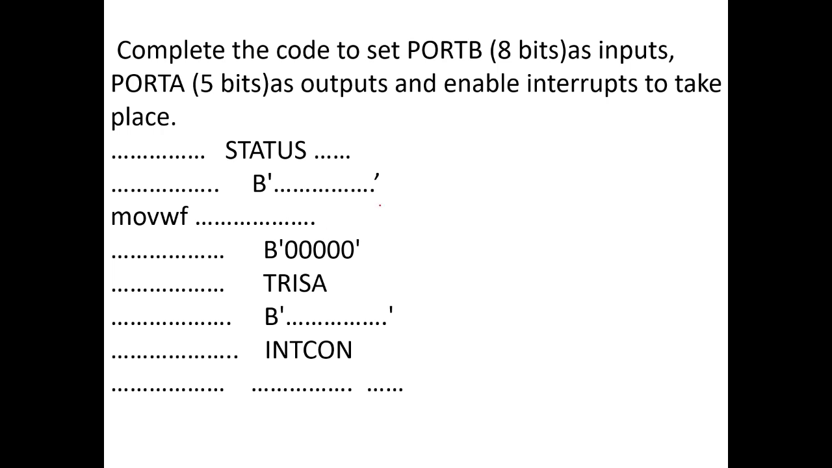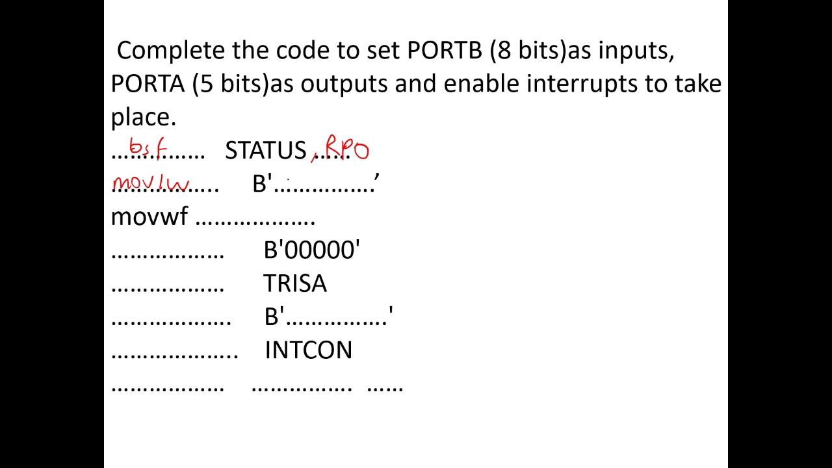Complete the code to set up port A as inputs and port B as outputs. Okay, so first of all, we need to go to bank 1, don't we? So we need to do a bit set file, STATUS, comma RP0. You could put comma 5, that would work. Yep. And then we're going to move a literal into the working register. We'll set up port A first. Sorry. Let me just have a look on this one. Move from work register to file, port B. Okay, so yeah, we'll sort port B out first.